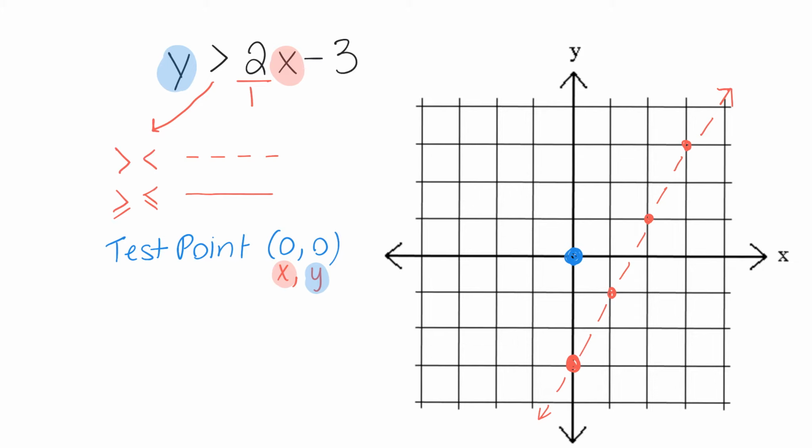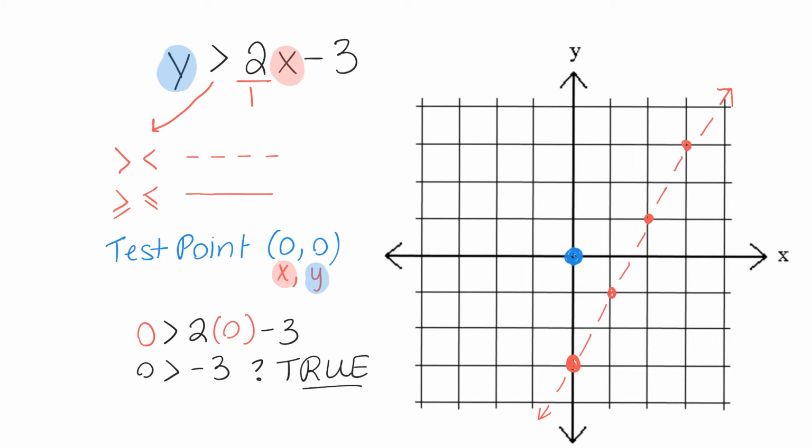To do that, I'm going to end up with y, which I said is 0, is greater than 2 times x. Well, we're using 0 for x. Minus 3. So now just crunch the numbers here. We've got 0 is greater than 2 times 0, which is 0, minus 3, so -3. And now ask yourself, is 0 greater than -3? And the answer is yes.